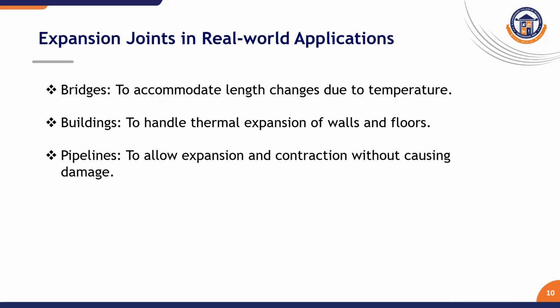And in conclusion, we can say that proper joint design in prefabricated structures is essential for stability, safety, and performance. Understanding the types of joints, their functions, and how they manage stresses and expansion is crucial for effective structural design.